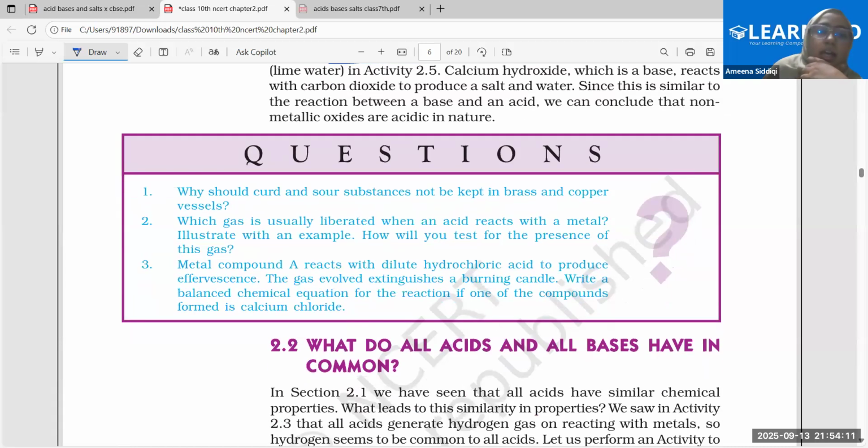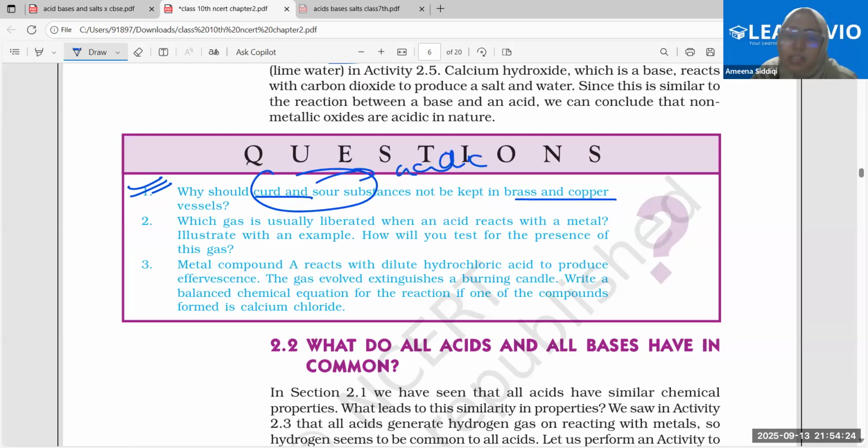Quickly coming to these questions. Why should curd and sour substances not be kept in brass and copper vessels? Yes, because these are acidic, and they will react with the copper. Brass is also zinc and copper. So they will react with the metals and form salts which could be toxic to human health. Secondly, which gas is usually liberated when an acid reacts with a metal? That is hydrogen gas.